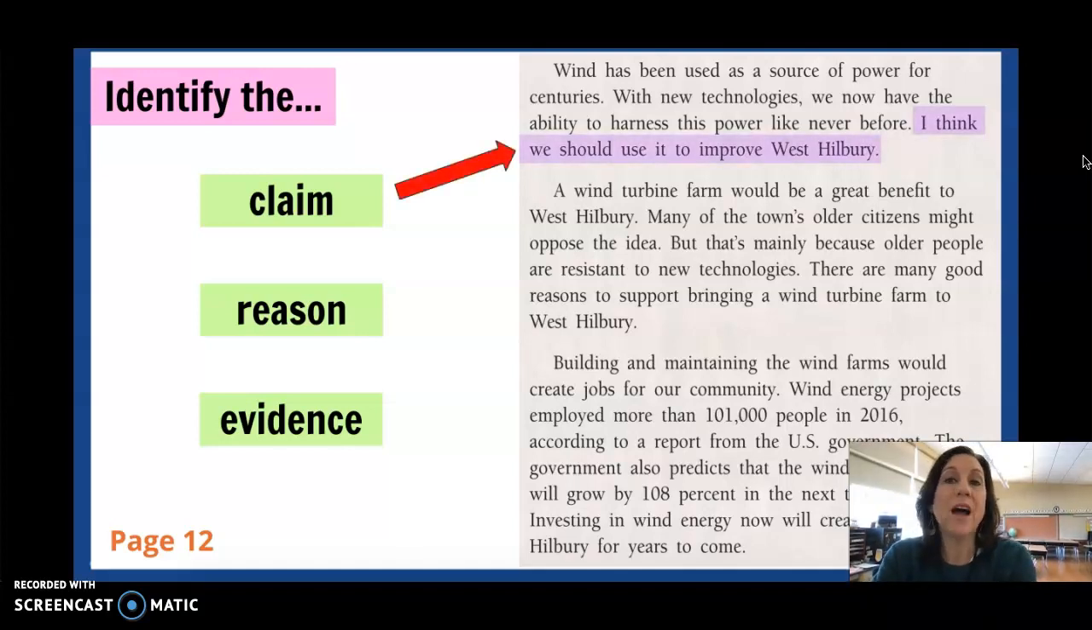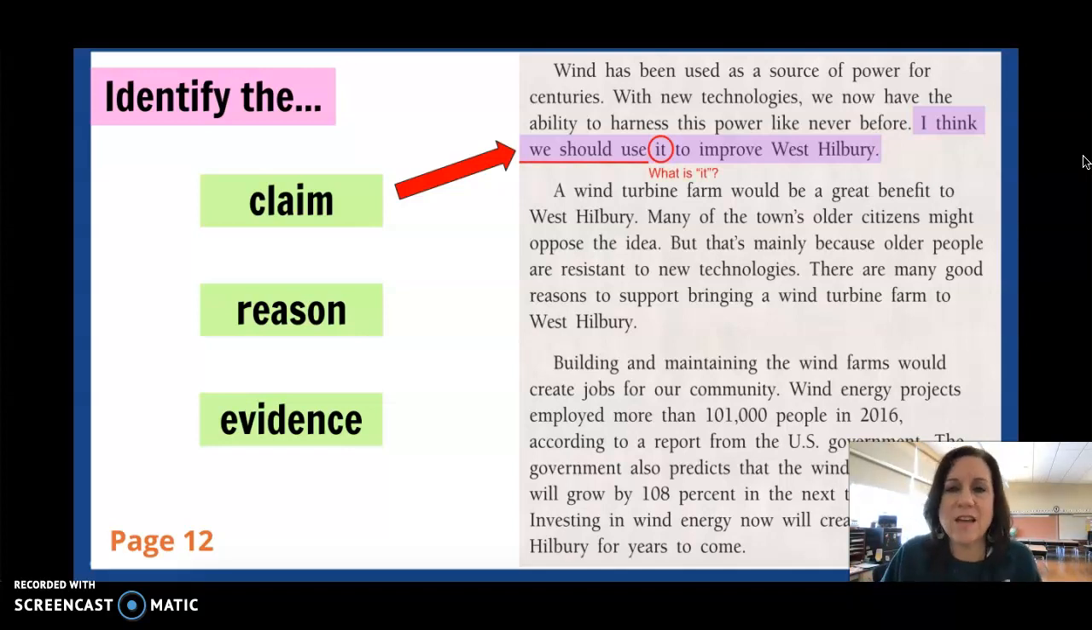Yep. Highlight this part for claim, and then you can put claim next to it. I think we should use it to improve West Hillbury. What are your signal words? Yep, you're right. I think. I think we should use it to improve West Hillbury. Okay? And what is it?